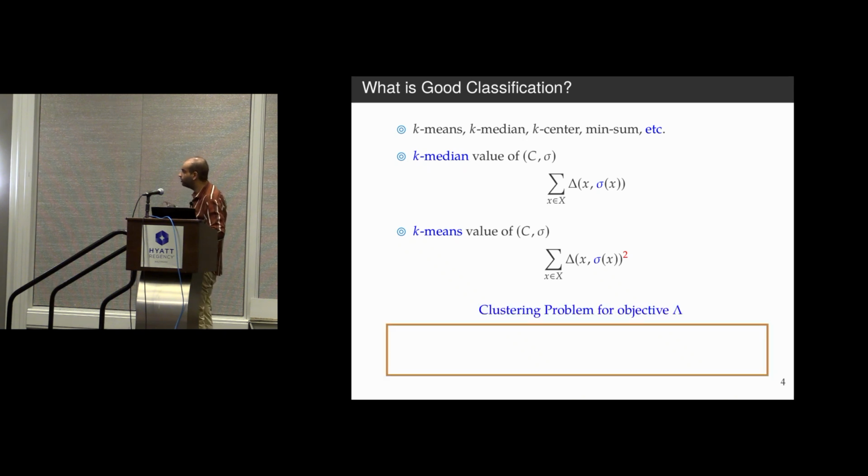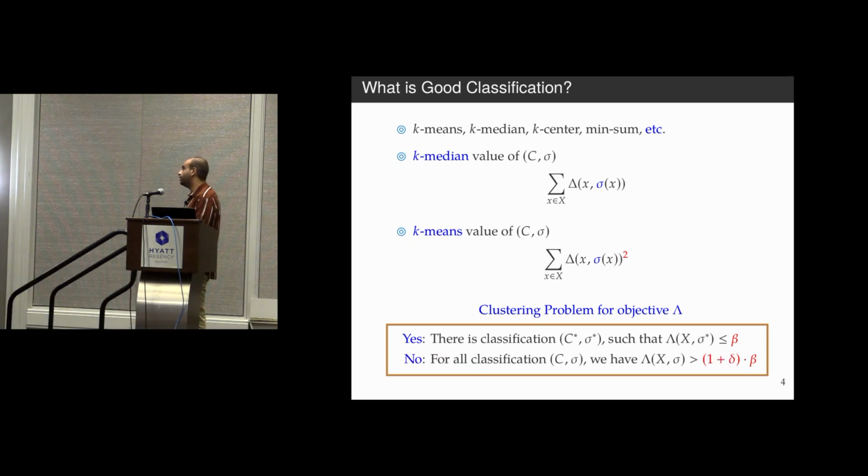And in general, what does a computational problem look like for some objective lambda? We say in the yes case, there is some classification, so you can partition your point set into k parts such that the cost is at most beta. And in the no case, for every classification, you have to pay at least 1 plus delta times beta. So this is the kind of problem we are looking at.